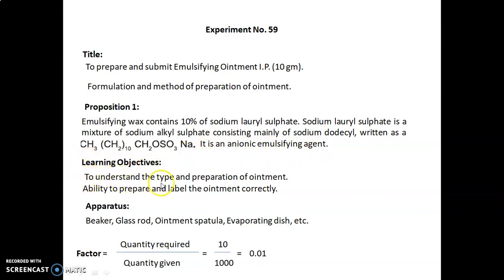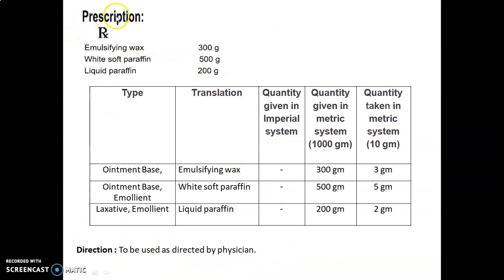The learning objectives are to understand the type and preparation of ointment and to be able to prepare and label the ointment correctly. Apparatus required are beaker, glass rod, ointment spatula, evaporating dish, etc. Factor is calculated as quantity required upon quantity given, equal to 10 upon 1000, that is 0.01. Prescription, denoted by the symbol Rx: emulsifying wax 300 gram, white soft paraffin 500 gram, liquid paraffin 200 gram. We have this formula table with the category, use or role of ingredient, and translation as the name of the ingredient. As we don't have the quantities in Latin, there is no column for the imperial system.